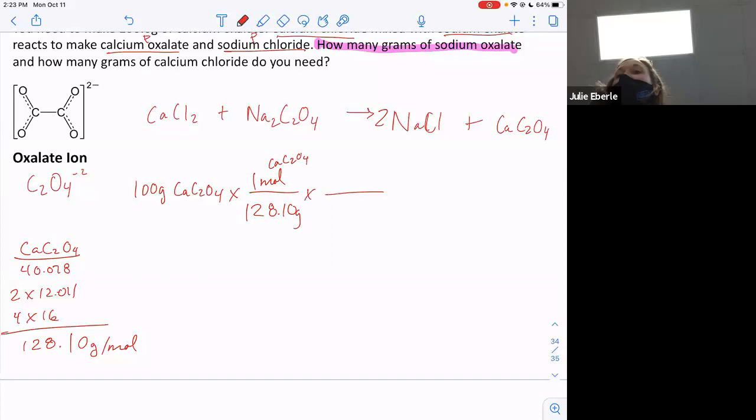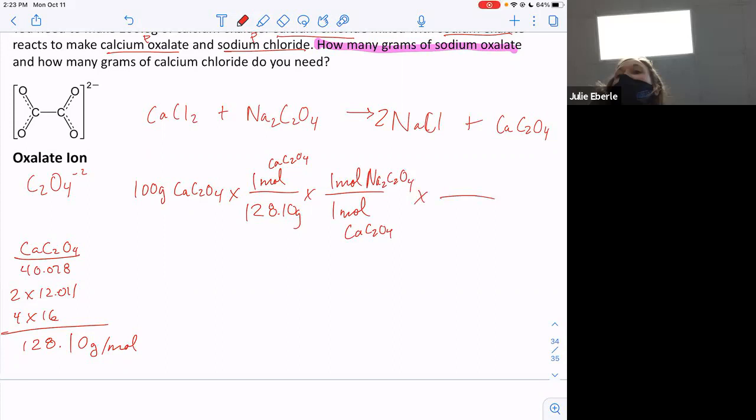Now, this is step 2, so it's a 3-part problem. Here was my first conversion, converting from grams of calcium oxalate to moles. Now I'm going to go from moles of calcium oxalate to moles of what? It says how many grams of sodium oxalate. So I'm going from this to this. And it's just a 1-to-1 mole ratio, okay? Still write it in, don't skip that. 1 mole CaC2O4, 1 mole of Na2C2O4, okay? Last step.